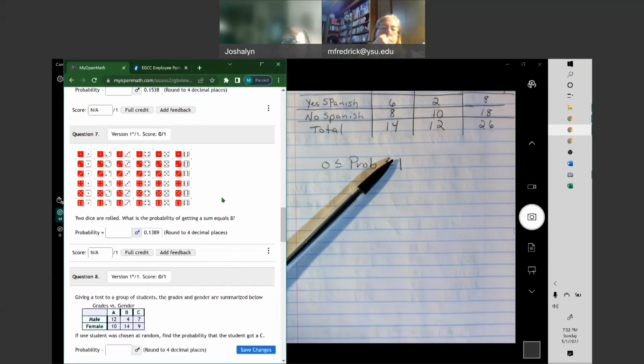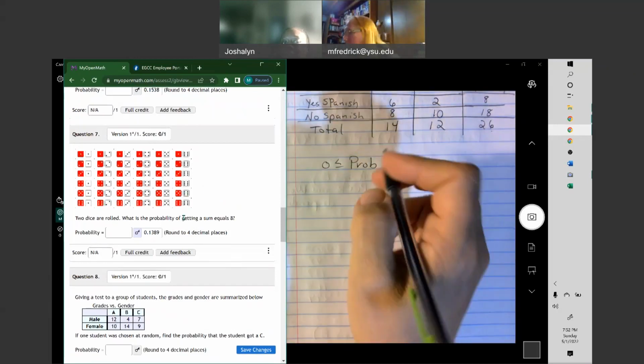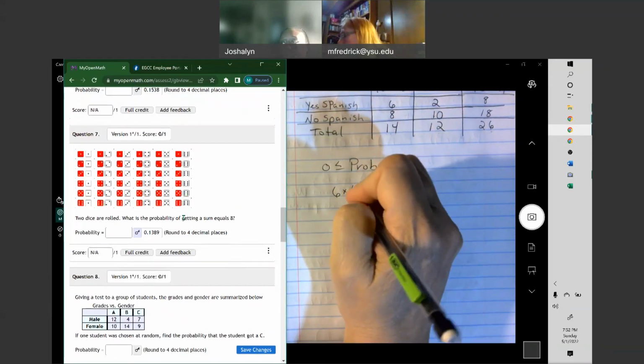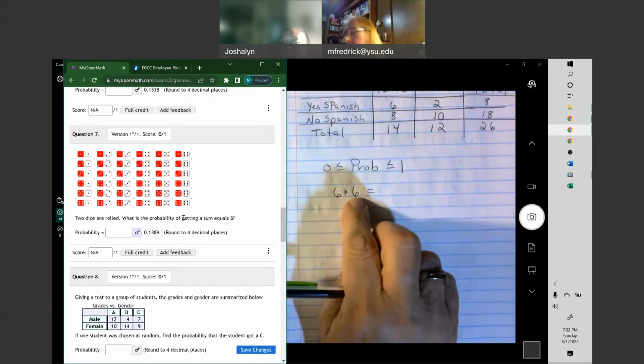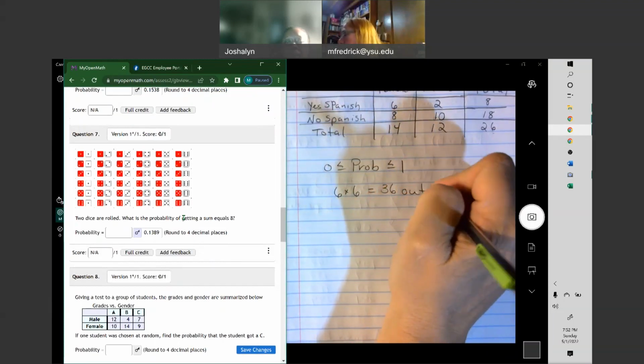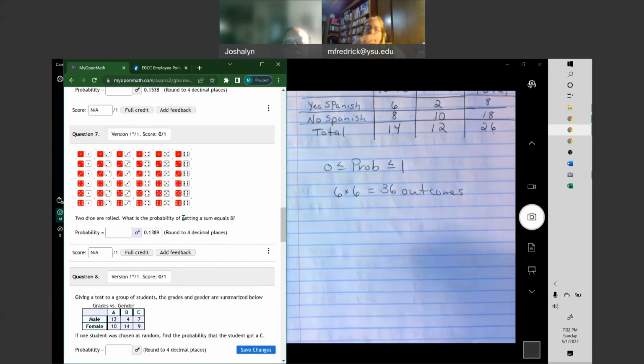And I don't know the total. Are we counting both dice? Yeah, the total. Because they're rolling 2 dice, the first die has 6 possibilities and the second one has 6. 6 times 6 is 36 outcomes. Okay. So 5 out of 36.